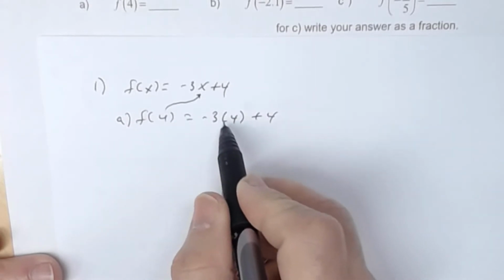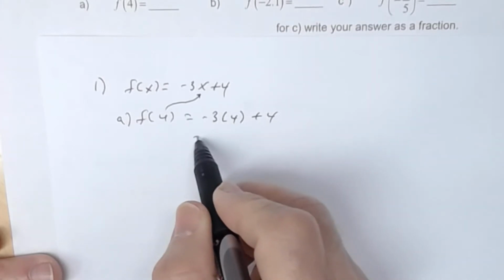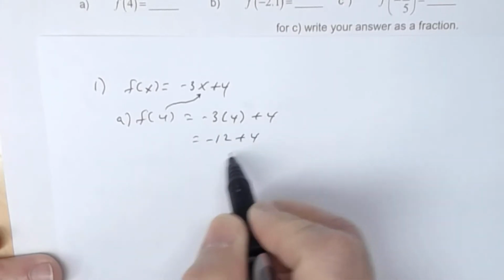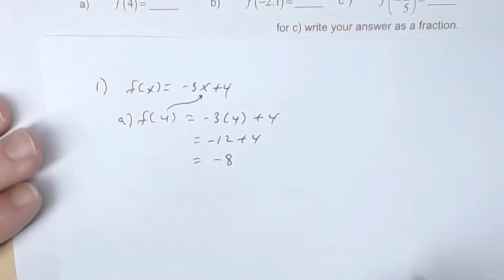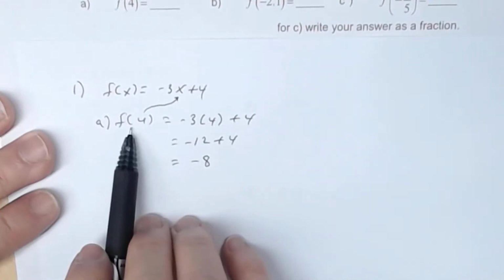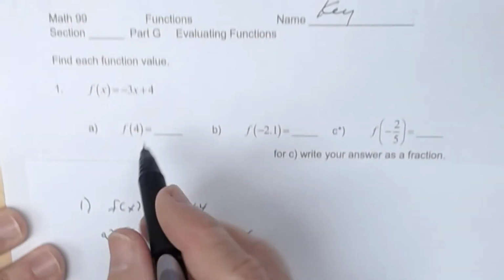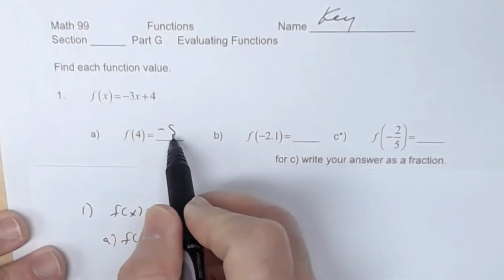And remember the order of operations, so I'm going to multiply first. And so I get negative 12 plus 4. And negative 12 plus 4 is a negative 8. So f of 4 is a negative 8. So negative 8 goes in this blank.